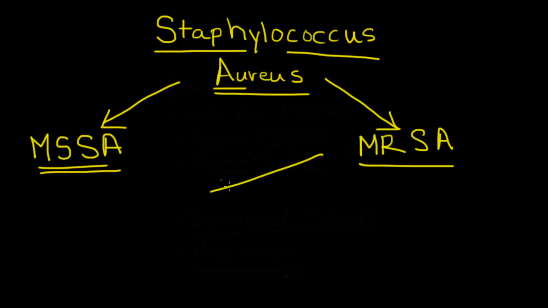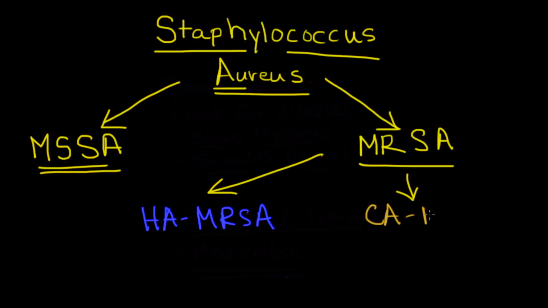MRSA is also likewise divided into 2 groups, which you may not be aware of. There are actually 2 types of MRSA. One of them is known as the healthcare-acquired MRSA, and the other one is known as the community-acquired MRSA. And as it turns out, the community-acquired MRSA is very, very virulent. We'll talk about that a little bit in just a bit.